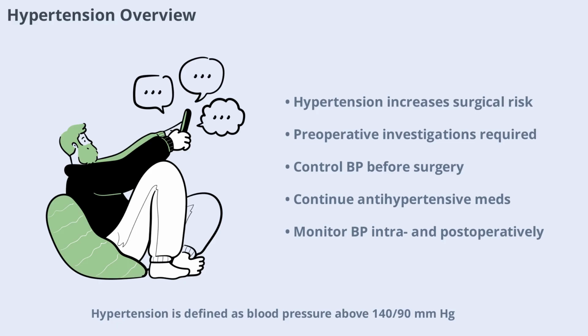Hypertension is defined as blood pressure above 140/90 mm Hg. Uncontrolled hypertension increases anesthetic risk and causes excessive bleeding during surgery. Preoperative investigations include chest radiograph, ECG, kidney ultrasonography, ophthalmic evaluation, and renal function tests. Blood pressure must be controlled within normal limits before surgery, and antihypertensive medications should be continued. Continuous monitoring during and after surgery is essential to prevent complications.